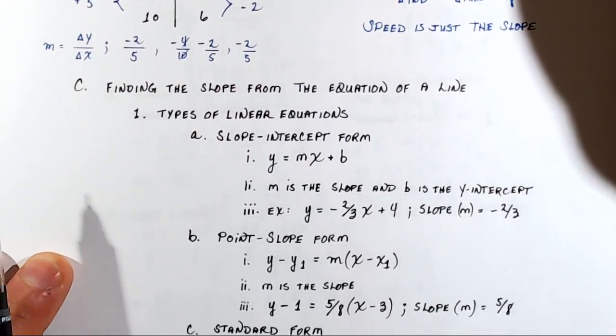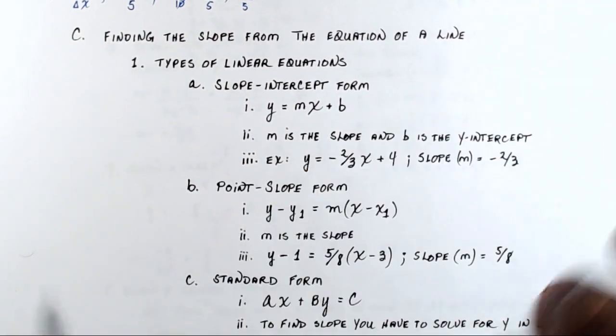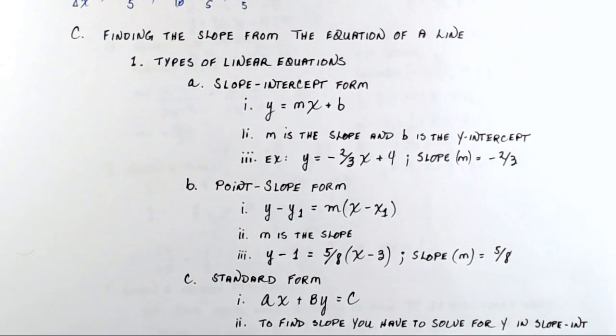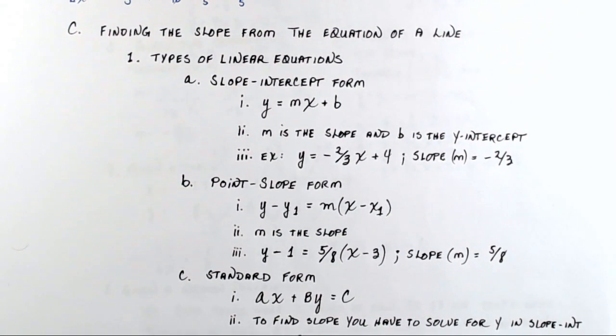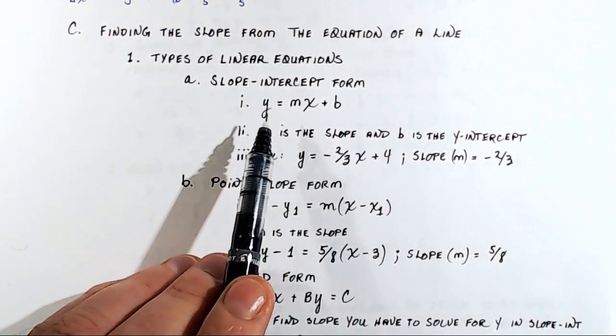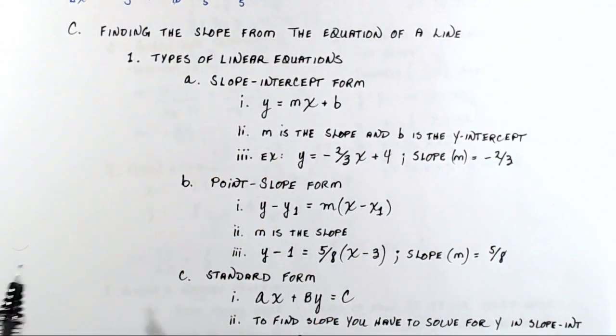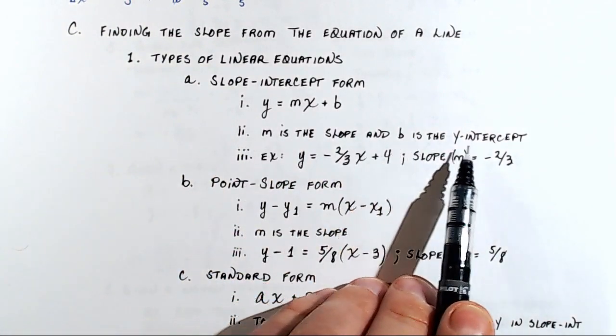Okay, point C, find the slope from the equation of a line. There are three types of linear equations that you'll encounter often. One is the slope-intercept form, and it takes the form y equals mx plus b, where m is the slope and b is the y-intercept.